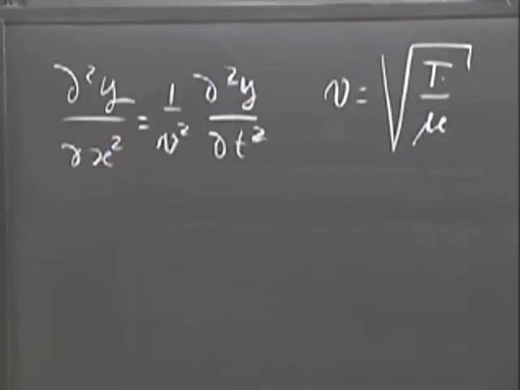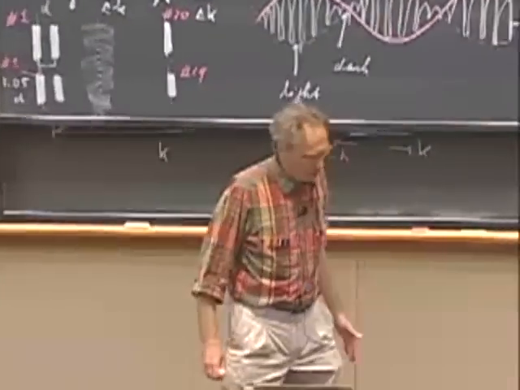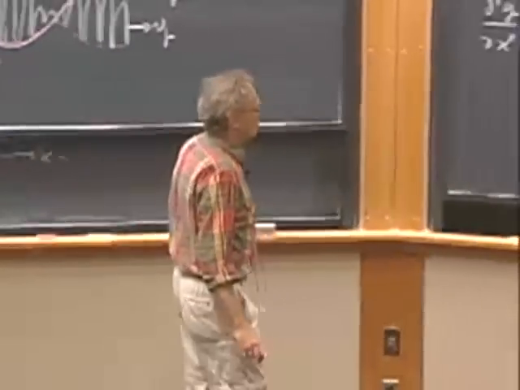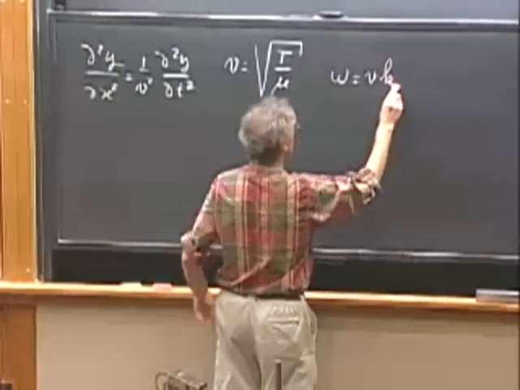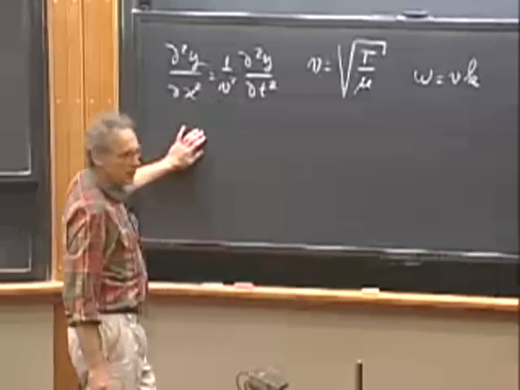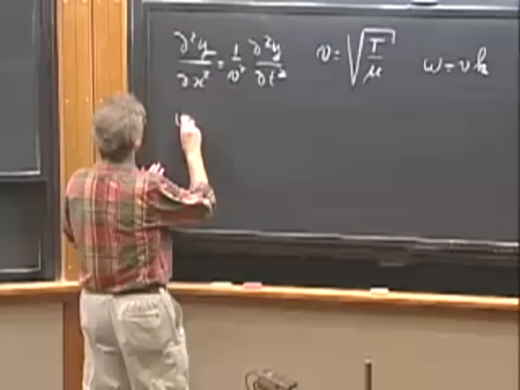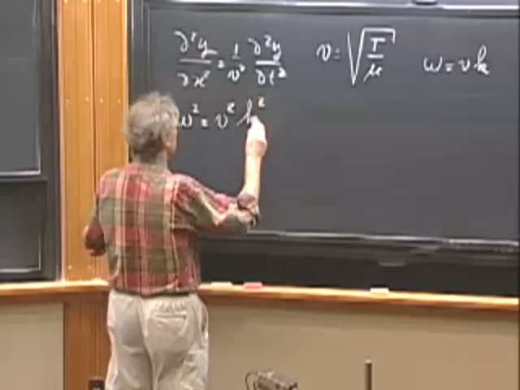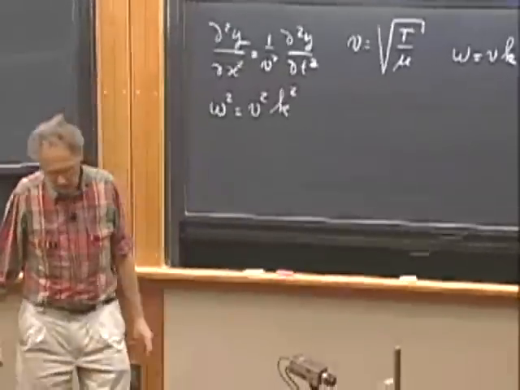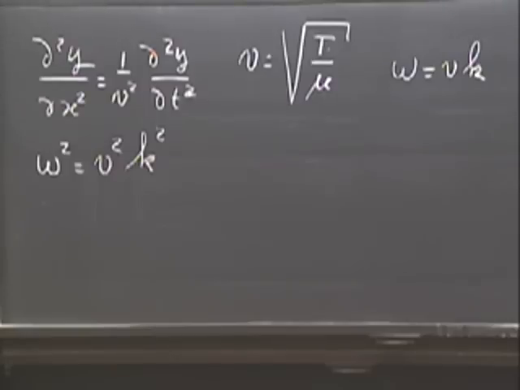And the reason for that is because we only took into account that the tension in the string was responsible for the restoring force. So that gave us that omega was vk, that came out of this wave equation. And so we found that omega squared is v squared times k squared. That is the result of the calculation when the tension is exclusively responsible for the restoring force. And you get a non-dispersive medium.